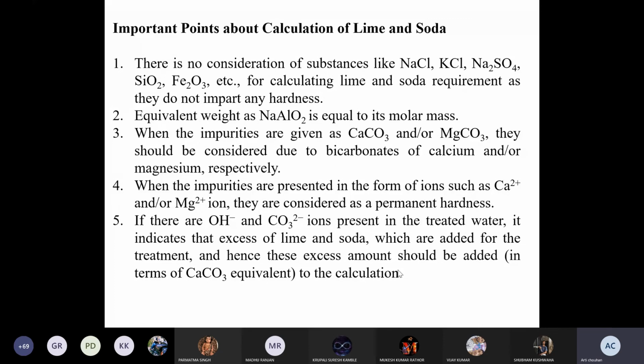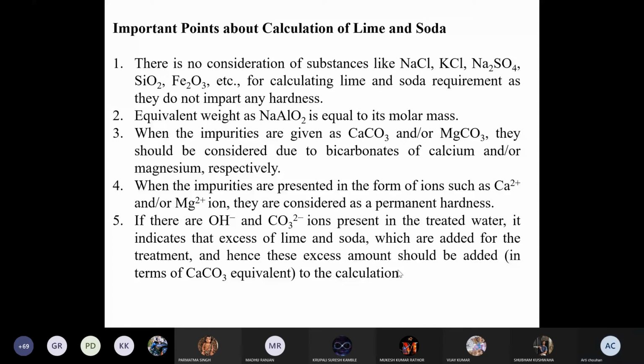And fourth, when the impurities are presented in the form of ions like calcium 2 positive and magnesium 2 positive ion, and no anions are mentioned in that salt or impurity, then you have to consider it as permanent hardness. I already gave that instruction in the last lecture also. If concentrations are given in the form of ions, they are considered as permanent hardness causing ions. Fifth, if hydroxide and carbonate ions are present in the treated water, it indicates that excess lime and soda has been used in the treatment.